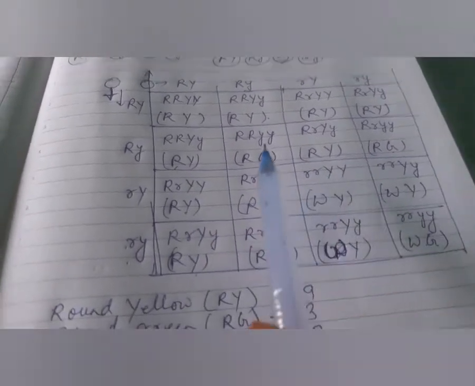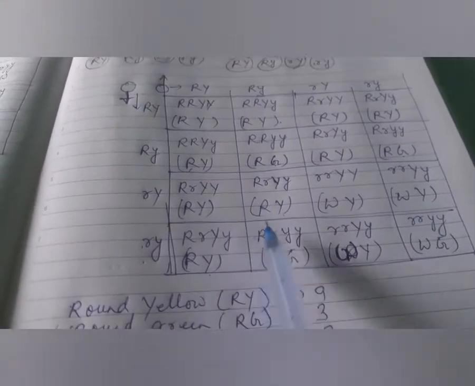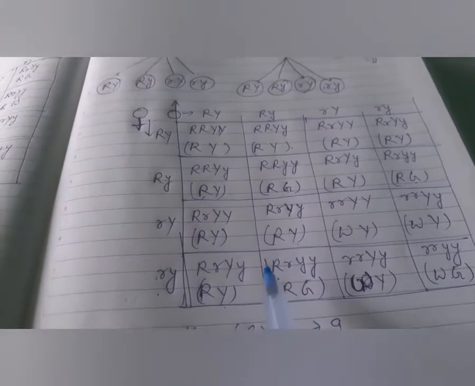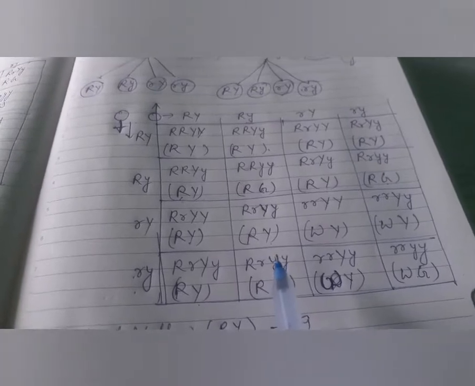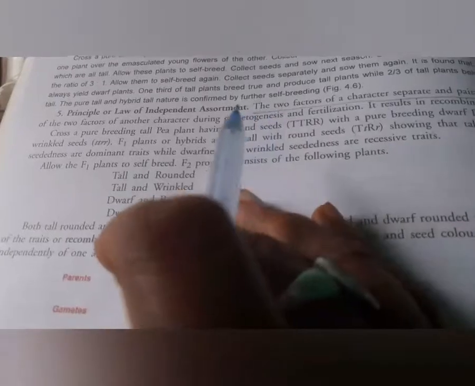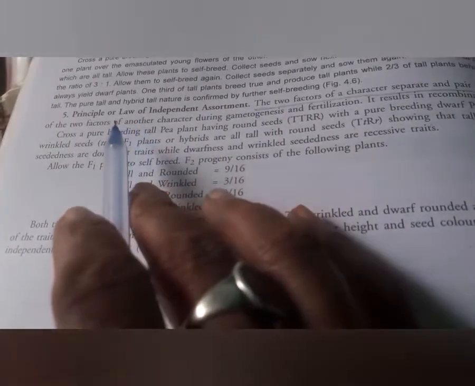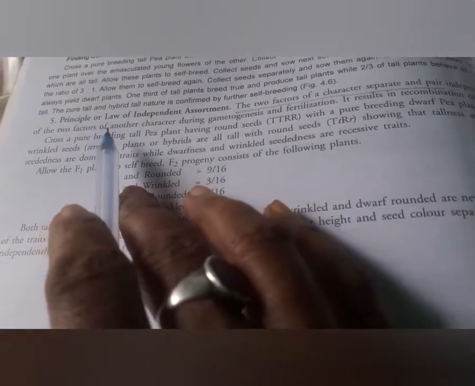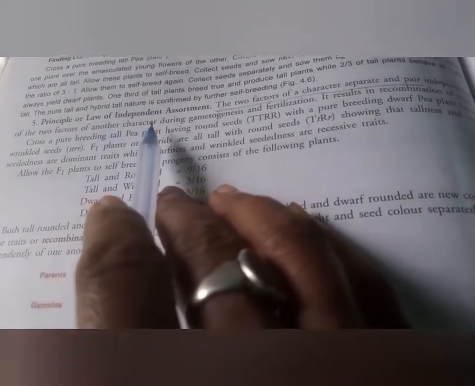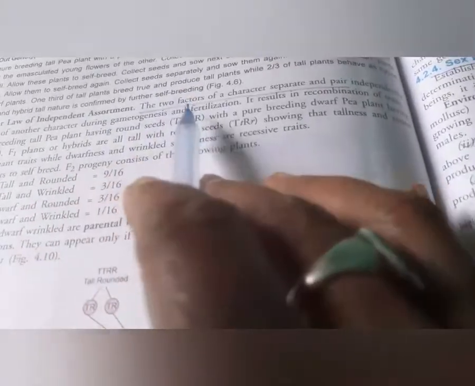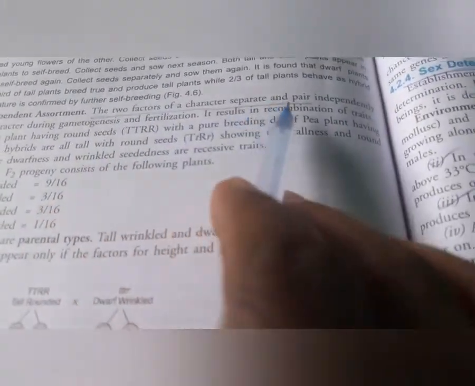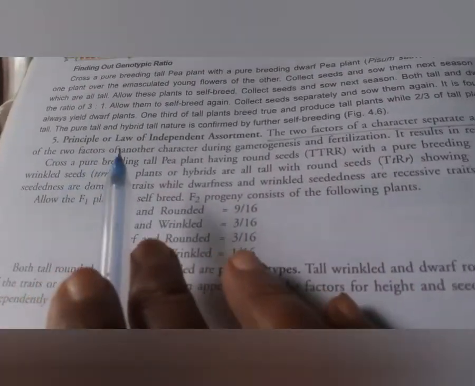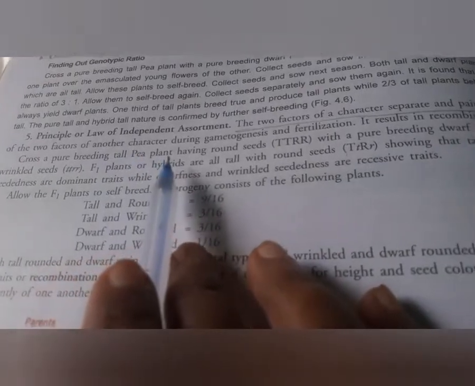Okay, you have to make this, and this is very important. Both monohybrid and dihybrid crosses are very important for the board exams. One more law is important, that is the principle or law of independent assortment. What is the statement here? The two factors of a character separate and pair independently of the two factors of another character.